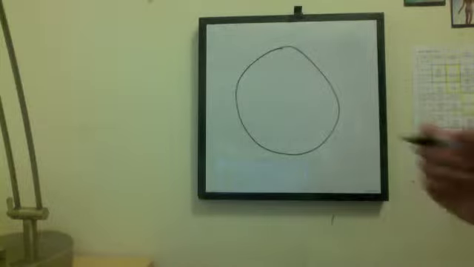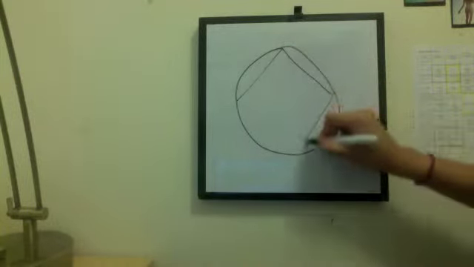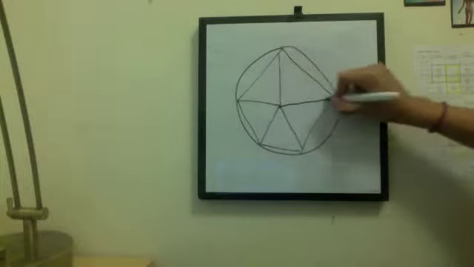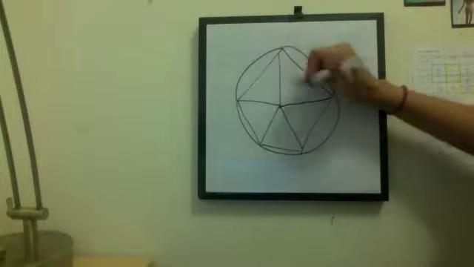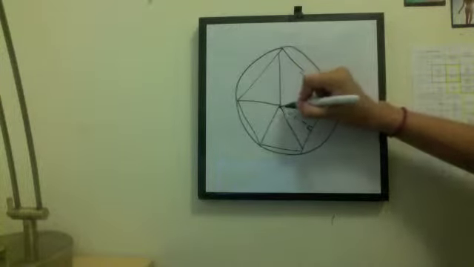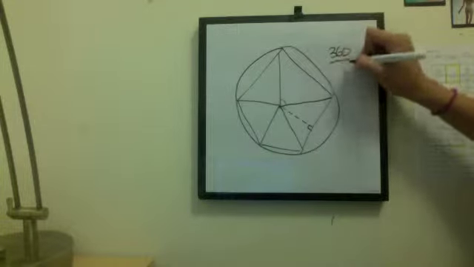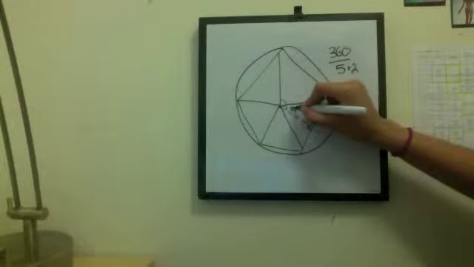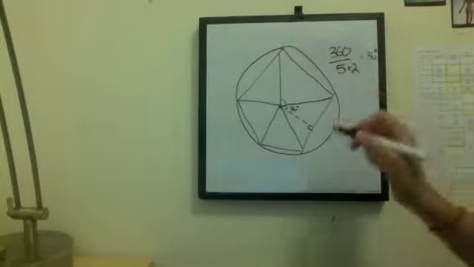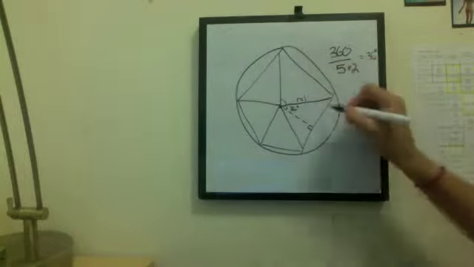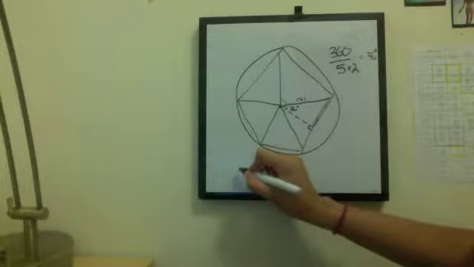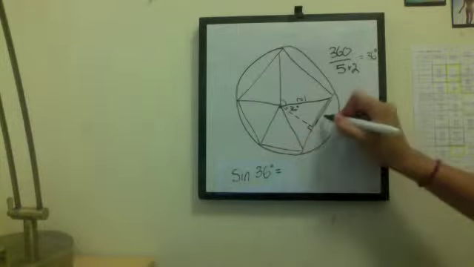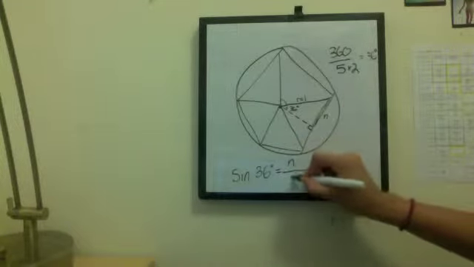So to find the area of a polygon, we are going to use the pentagon as an example. A pentagon has 5 sides, and so I've created 5 triangles. Divide the triangle in half, and so each one of those bigger triangles' angle is 72, and the smaller angle is 36. The radius is 1, and so the hypotenuse of this triangle is 1. So sine of 36 equals opposite over hypotenuse, and so that's x over 1.